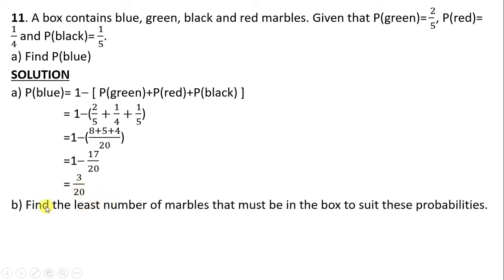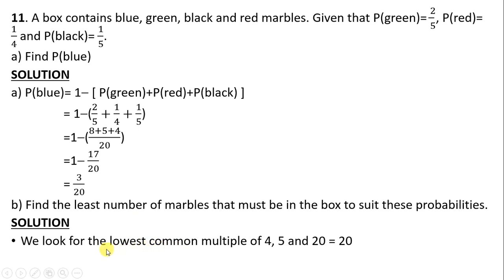We continue. Find the least number of marbles that must be in the box to suit these probabilities. So what we are going to do is look for the lowest common multiple of 4, 5, and 20, which is 20. So all the possible outcomes were how many? 20. So they are saying there were 20 marbles in the box. We continue.